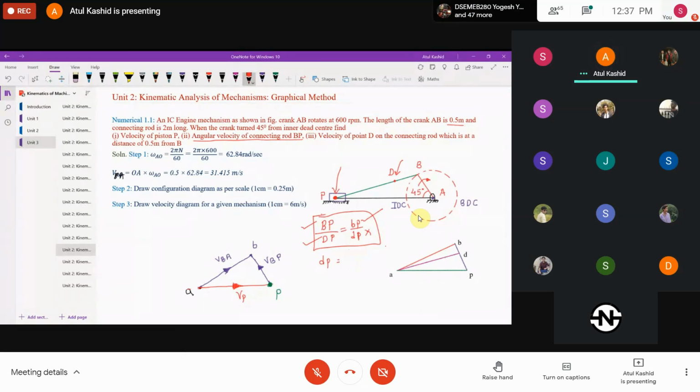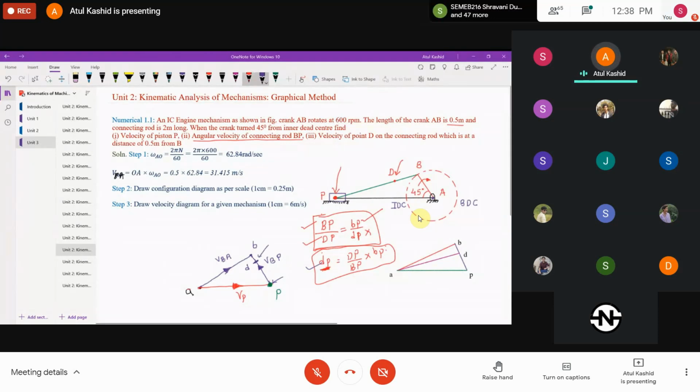So dp will be equal to capital DP upon BP into bp over here, right? So you have to calculate this dp. Then once you get this dp, you have to take your compass, keep it on the point p, and whatever distance you are getting for dp, take that from p and mark the point on this vector. This will be your point d, right? You will get the point d.